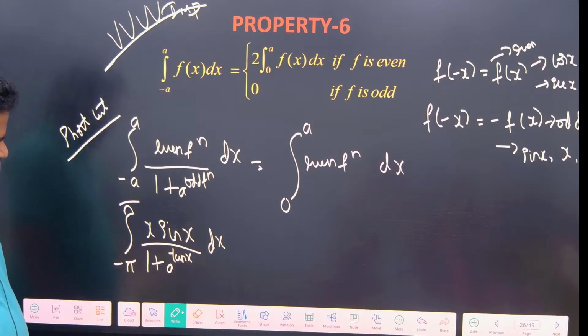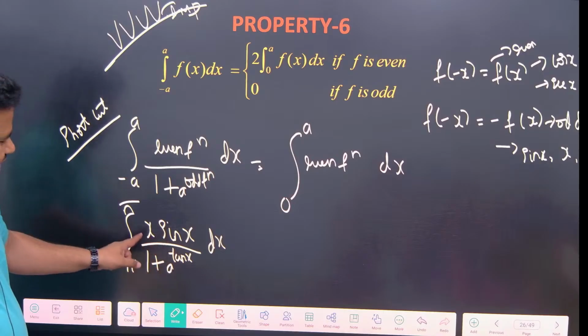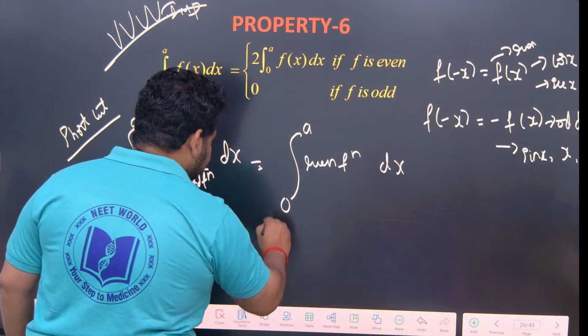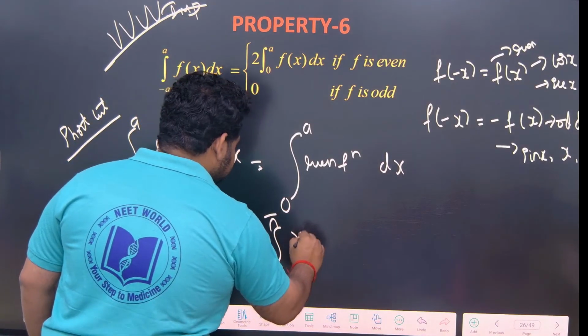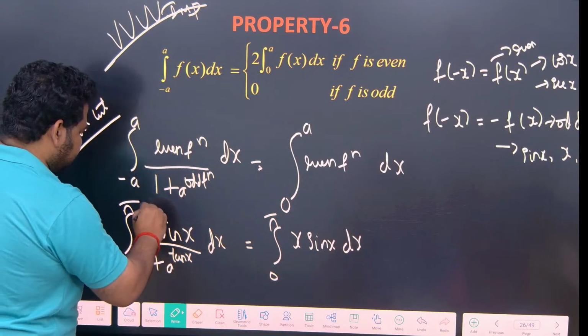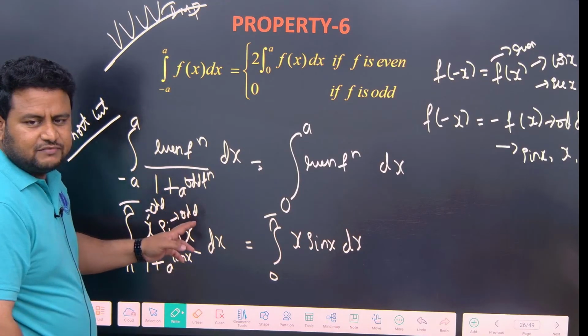Now, sin x is odd, x is also odd. Then how can I apply the property? But still I will apply it. Why? I will tell you. I can write it as the integral from 0 to pi of the even function, so x sin x dx I will write. Why? Because this is odd and this is also odd. Odd into odd will give us even.